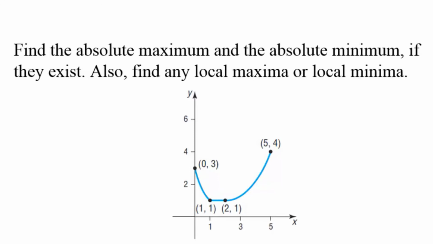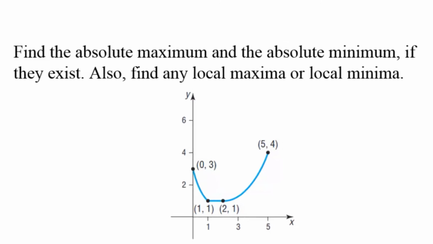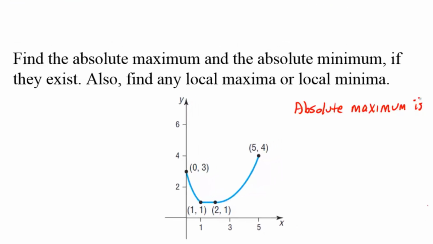Here's another graphic, and what you can see is it's kind of U-shaped with a flat spot at the bottom. We want to find the absolute maximum and the absolute minimum here. Based on the graph, what do you think the absolute maximum is? What do you think it is? 4. And it occurs at x equals 5. How about the absolute minimum? Yeah, the absolute minimum is 1.